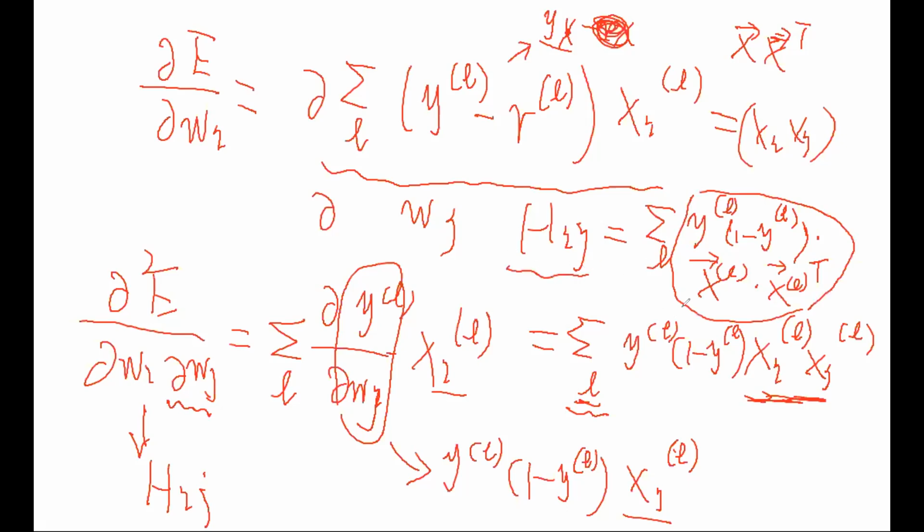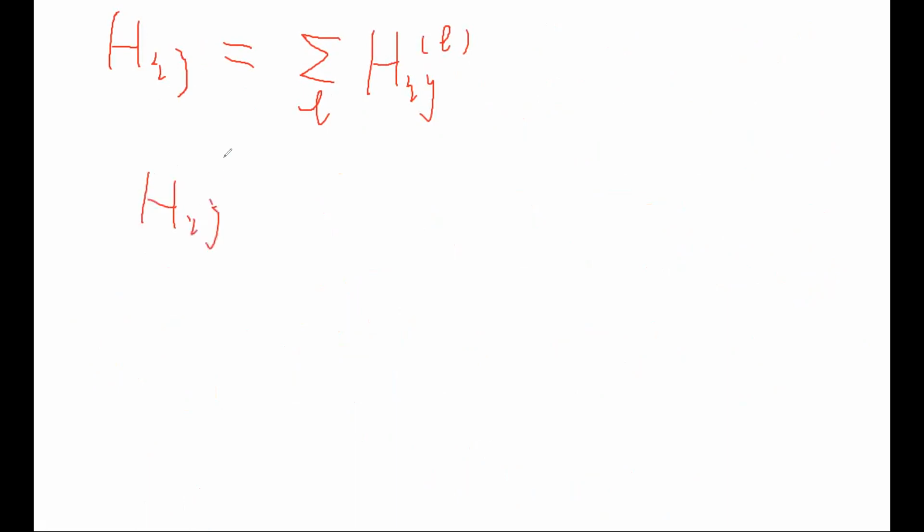Let me give you a picture. I think we are running out of space. Let me clear and write only this conclusion, and then we continue the derivation. So what we have is h_ij is equal to a bunch of functions, and each one is something like y_l times (1 minus y_l), and we have x_l times x_l transpose.